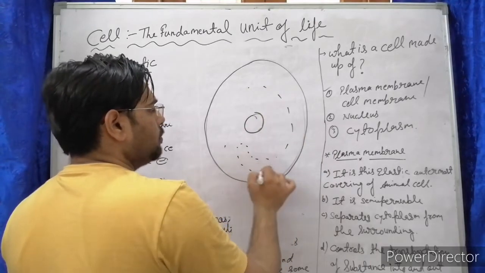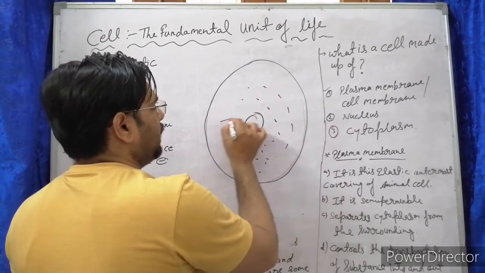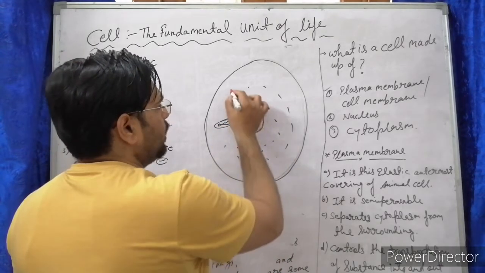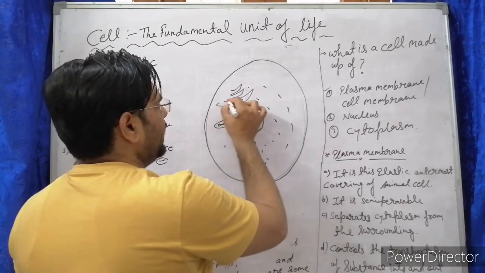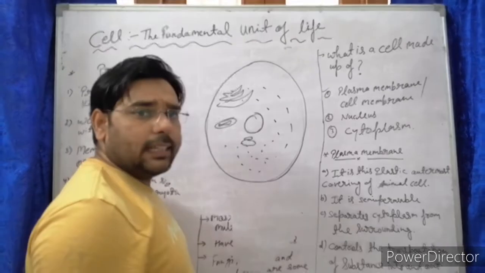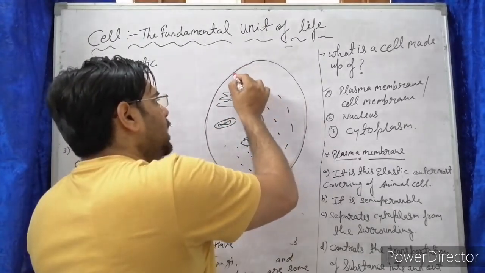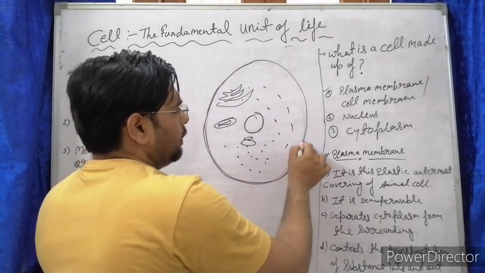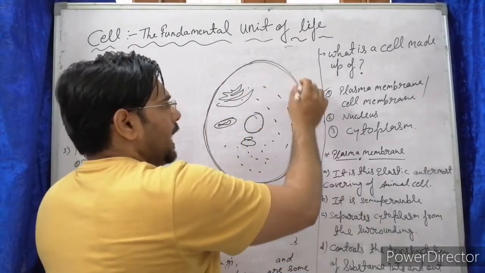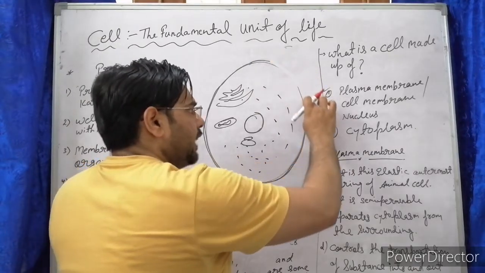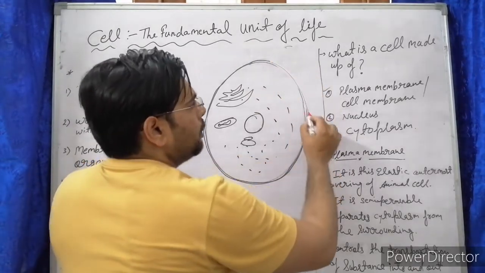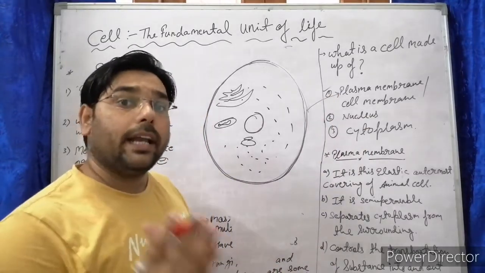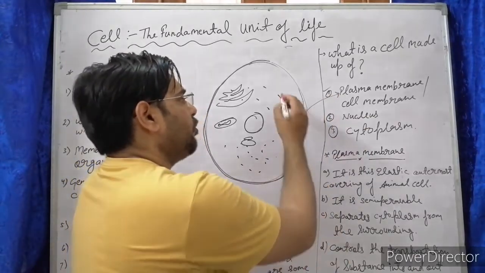In this cytoplasm, so many cell organelles are present, just like mitochondria, ribosome and Golgi apparatus. And this is the outermost covering of animal cell. It is thin, elastic, outermost covering of the animal cell, that is called plasma membrane or cell membrane. It separates the cytoplasm from the surrounding.